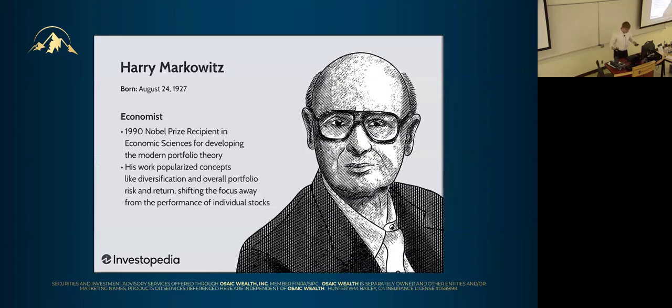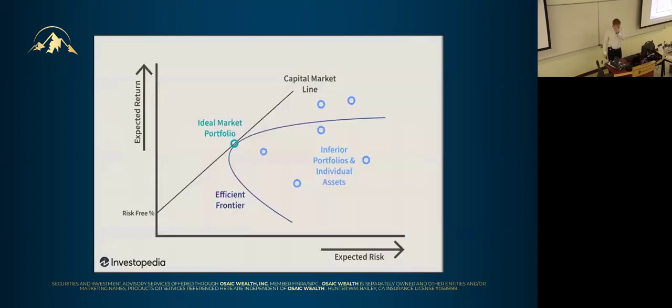The guy who created this was Harry Markowitz, an economist, and in 1990, he received a Nobel Prize in economic sciences for developing modern portfolio theory. His work popularized concepts of diversification and overall portfolio risk and return, shifting the focus away from individual stocks and bonds and things like that. This concept has gotten tweaked a lot over time. It's been improved by a lot of academic studies and all sorts of different stuff. So we have a little more complex version of that today, but that's where it came from. This is kind of a visual representation of what we're talking about.